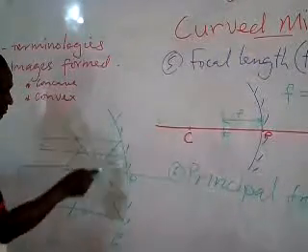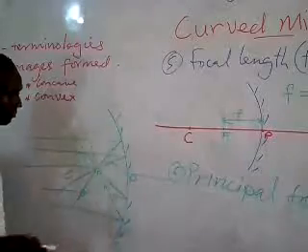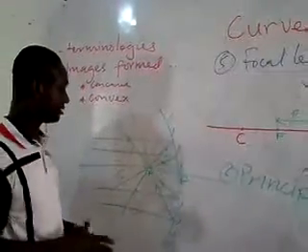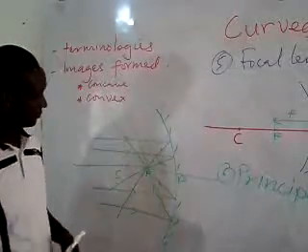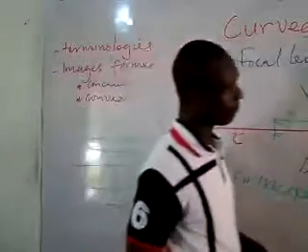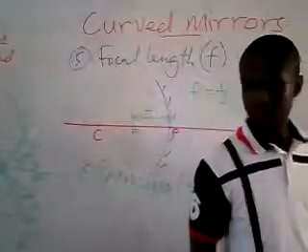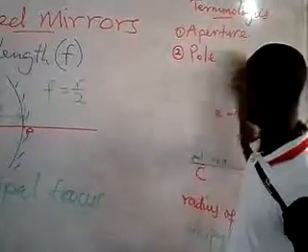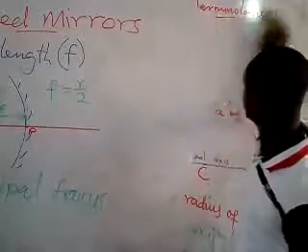So, principal focus is a point on the principal axis through which parallel rays reflect. These are the most important terminologies I want us to talk about.